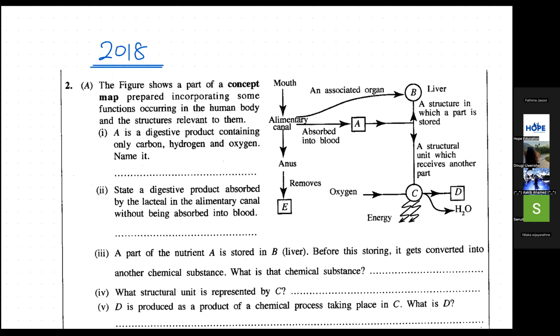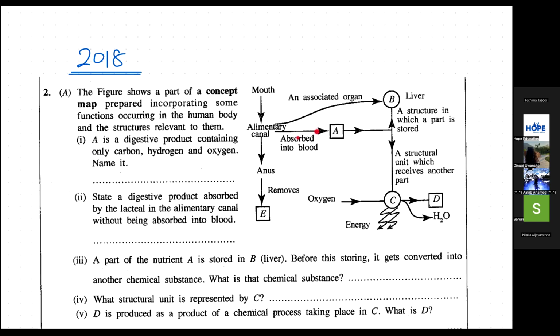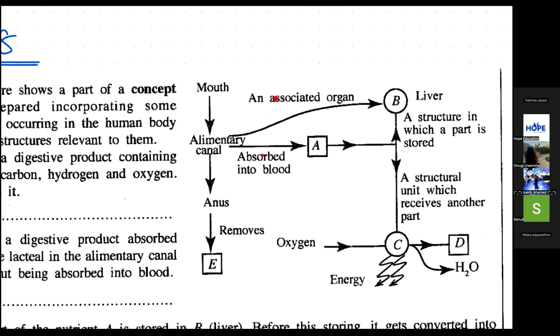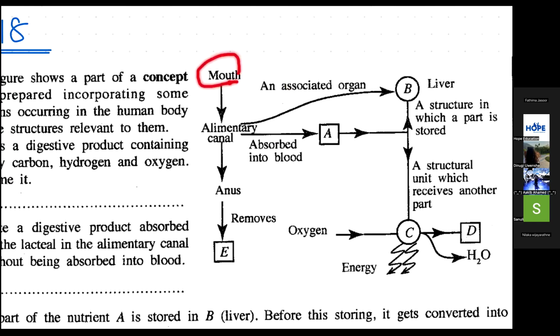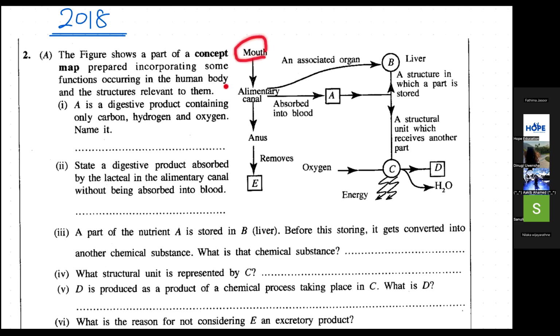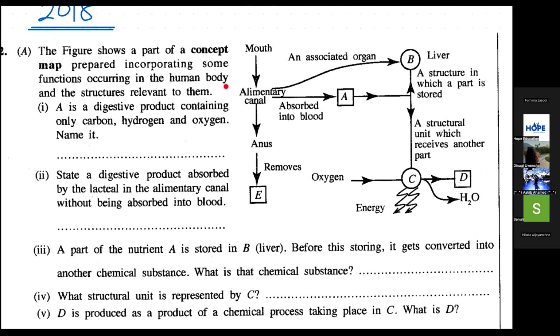The figure shows a part of a concept map prepared incorporating some functions occurring in the human body and the structures relevant to them. Okay, A is a digestive product containing only carbon, hydrogen and oxygen. Okay. So mouth taking some functions occurring in the human body. Okay. So mouth taking alimentary canal.